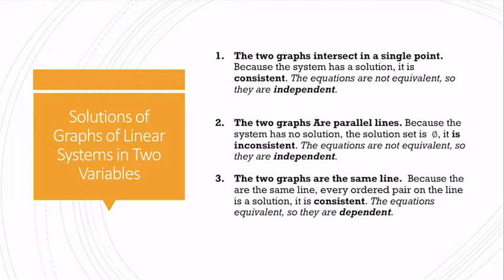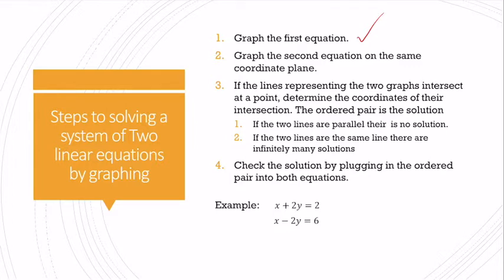The first thing we can do is to solve a system of equations by graphing two lines. So if I have x plus 2y equals 2 and x minus 2y equals 6, I can find the solution to this system of equations by graphing. So what do I do? I graph the first equation. On the same plane, I graph the second equation, and then I determine the solution, and I can check my solution by plugging the ordered pair that I find back into both equations. So why don't I go ahead and graph these two equations.